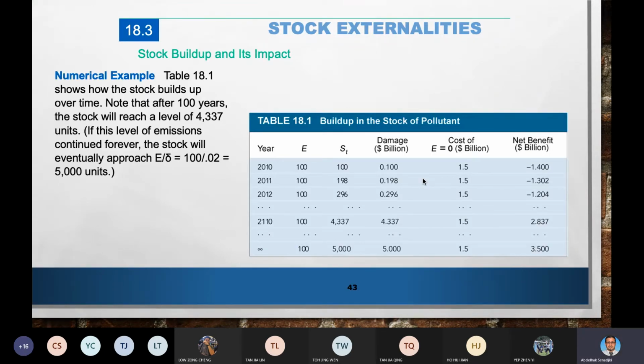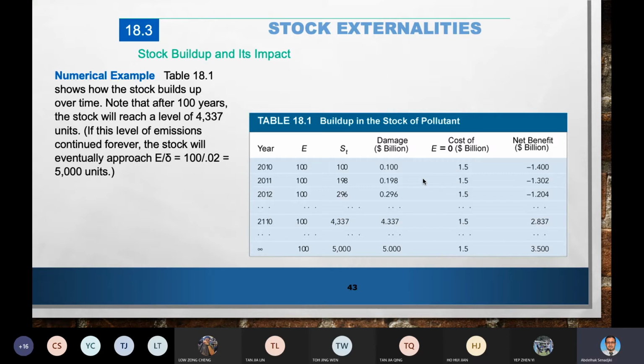Okay, so now we have an example here, a numerical example, which is Table 18.1. To understand this concept that I just showed in the equation, now we do it empirically. So we can make this concept of the equation more understandable with this example.